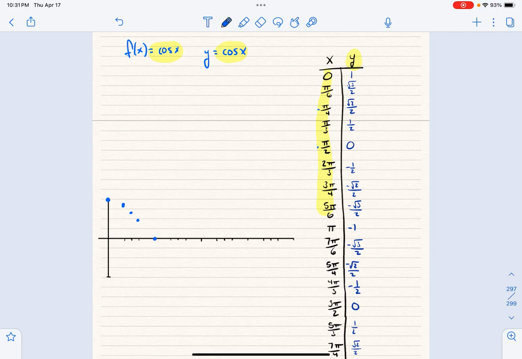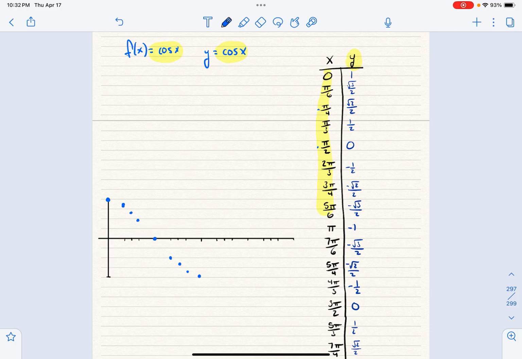At 2 pi over 3, now we've already gone negative. We're back at negative 1/2. At 3 pi over 4, we're at negative 0.7. At 5 pi over 6, we're at negative 0.87. And at pi, we are at negative 1. Okay? And then we start working our way out of the negatives.